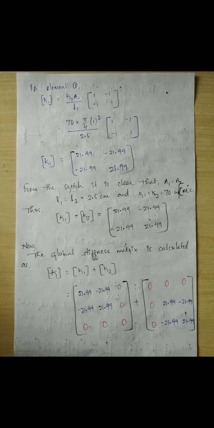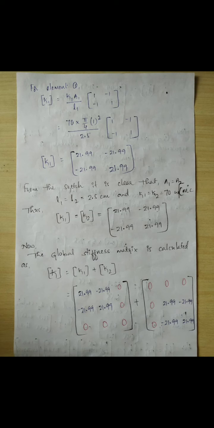In place of A1, you substitute the value as pi by 4 into d square. Diameter is 1 centimeter, that is 1 square. Divided by, in place of L1, you substitute the value as 2.5. Everything is in centimeter. You have to keep this in your mind. When you simplify this particular equation using the calculator, you are going to get an answer for small letter k1 as [21.99, -21.99; -21.99, 21.99].